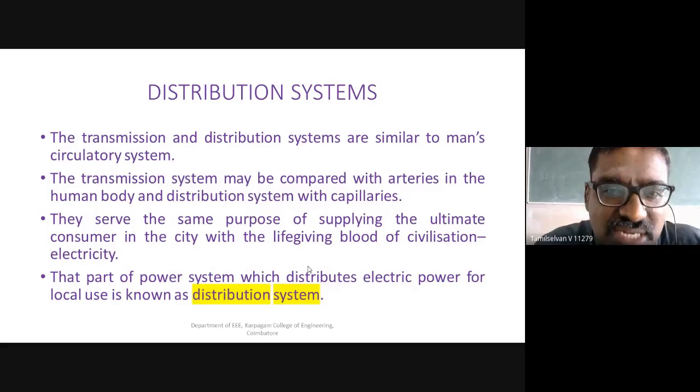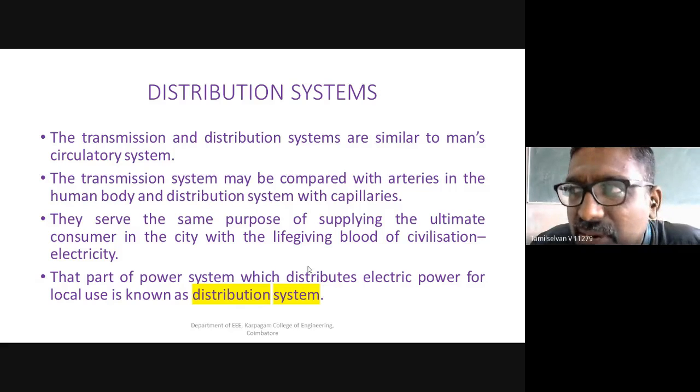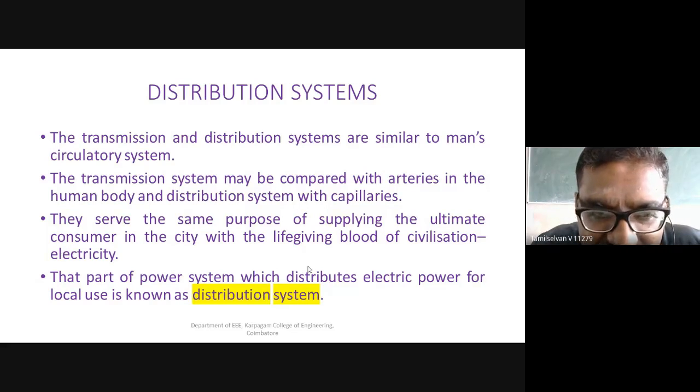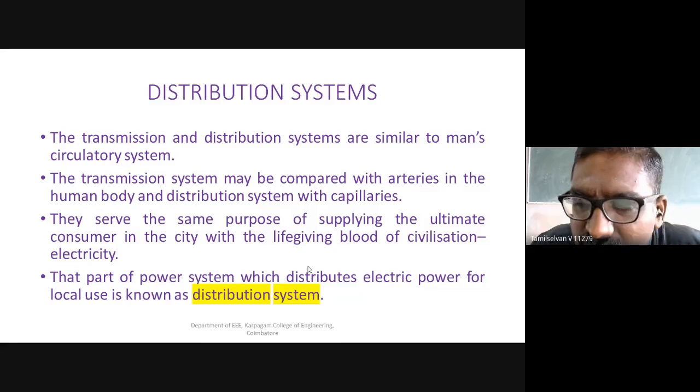If you look at it, the transmission and distribution system is similar to our human circulatory system. We can compare how the blood flows from the heart to the lungs, and from the lungs again to the heart. Likewise, the transmission and distribution system is similar to our circulatory system. Compared with the arteries in the human body, distribution systems are like the capillaries. Just as the heart is the main thing for our living, electricity is important for civilization. It is life-giving for a civilization.